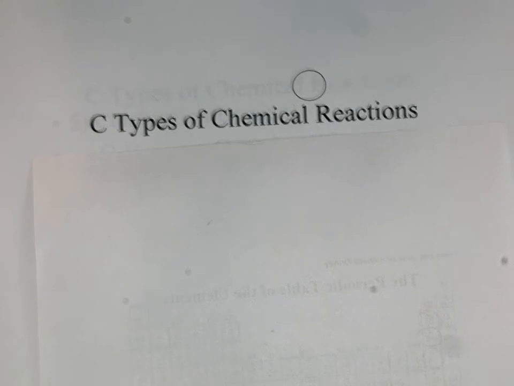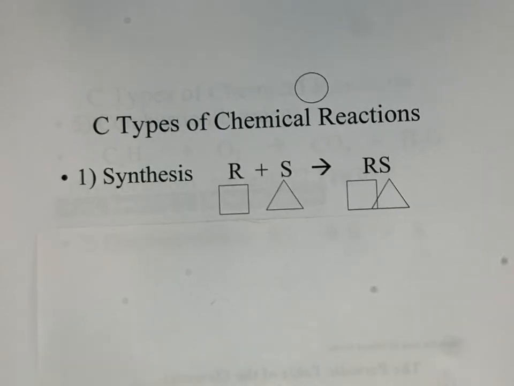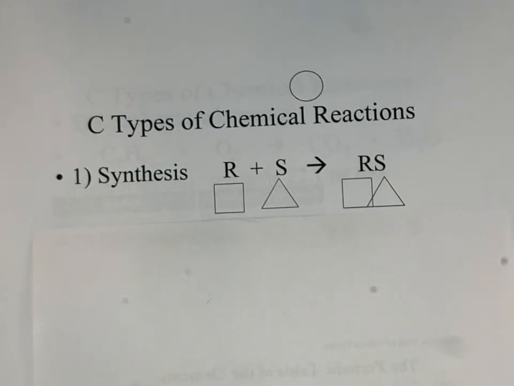Hey everybody, hello there. So these are the types of chemical reactions. These should be fairly familiar to you because your job last night was to write the definitions for all of these. So part C, types of chemical reactions. And the first one is synthesis.